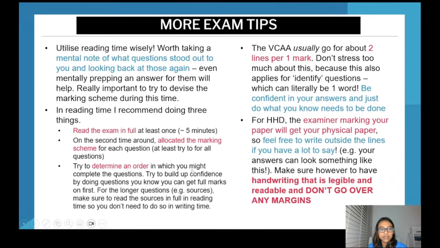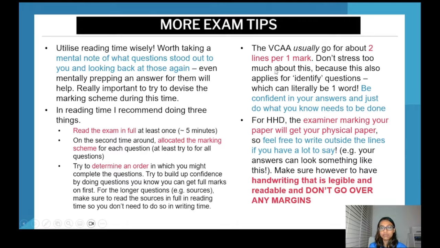We've got more exam tips here. Reading time, use it wisely. Read the exam in full. Note the allocated marking scheme of each question, so how many marks each, especially the 14, 12 marker. I think we had a 10 or 12 marker, or no, I think it was an 8 marker. They were nice, because of COVID, I guess. And then determine an order of doing the exam. I did the shorter ones first, and then I went to the longer mark questions.